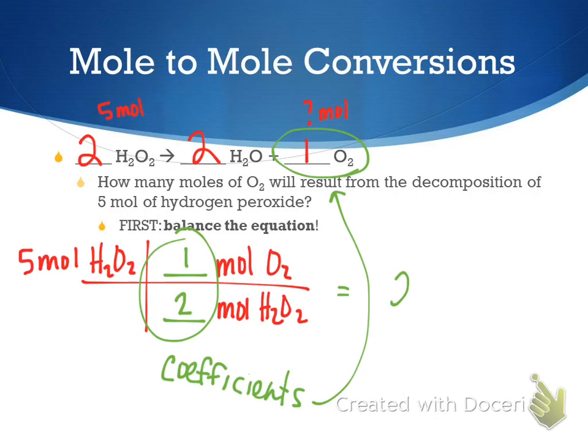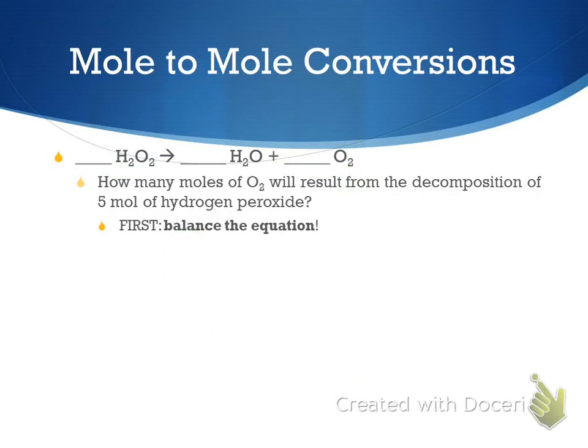Which means we should end up with 2.5 moles of O2. So can we just do those ones in our head? Yes, if you feel comfortable doing that. We know our mole ratio is 2 to 1, so we need double the amount of hydrogen peroxide as oxygen gas. So if we start out with 5, we're going to end up with 2.5, right? Those you can do in your head if you feel comfortable with that. Any questions on mole to mole conversions?